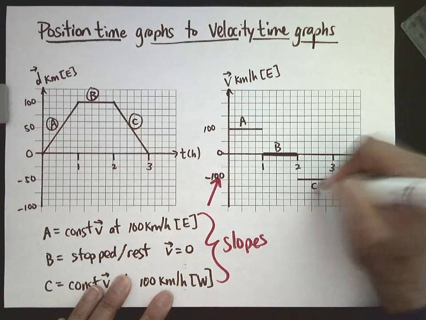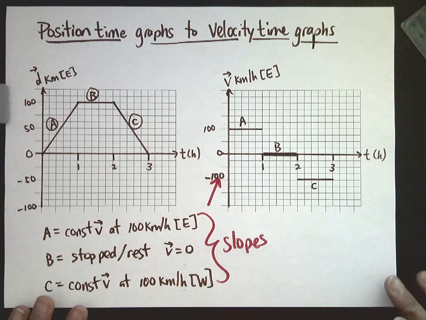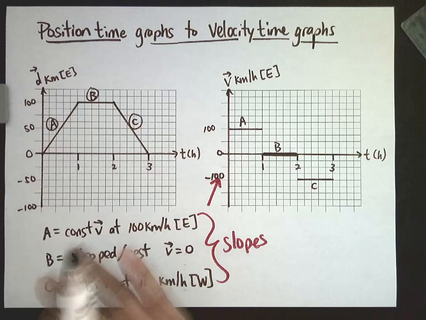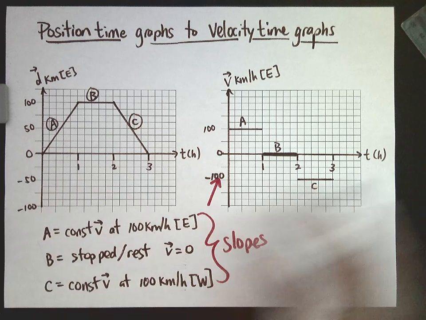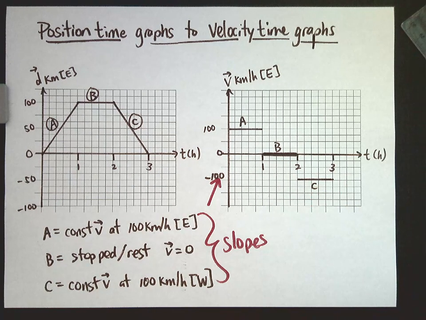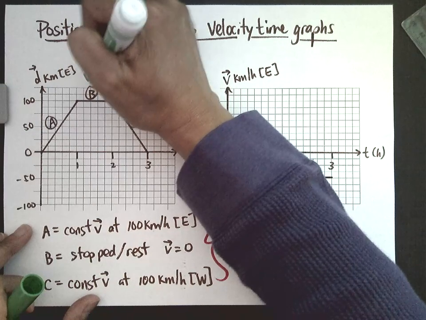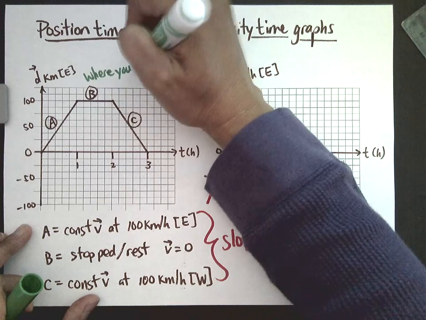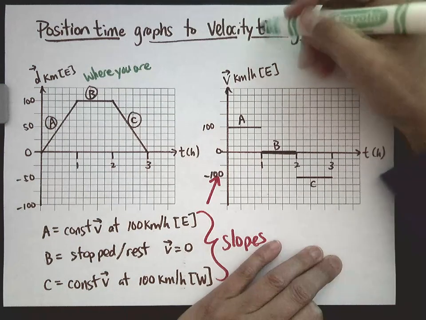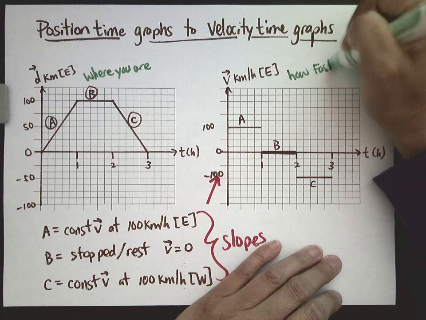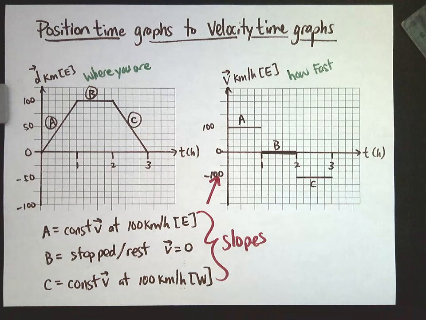Okay? And that's pretty much it. So this graph, which is a position time graph, tells you where you are. And this graph here tells you how fast you are going. All right? So this tells you where you are. And this graph tells you how fast. That's essentially the difference between these two graphs.